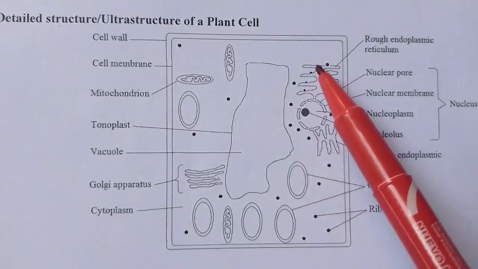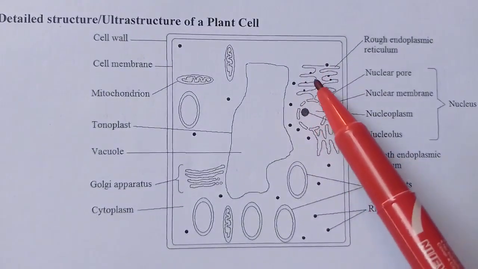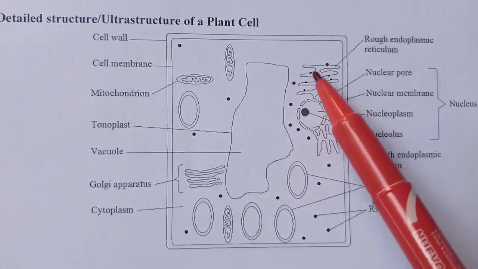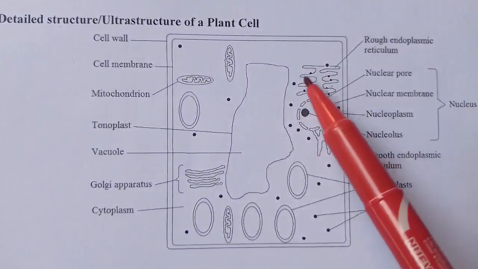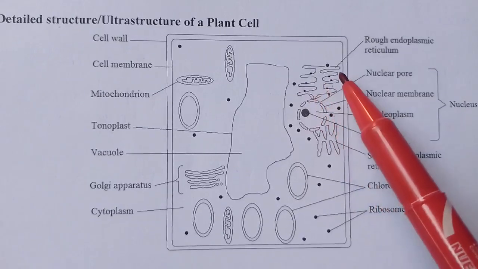Then we go to this other one that is here. This one is a rough one. This is rough endoplasmic reticulum. Have you seen the way it is? It is having some bodies which are attached to it.